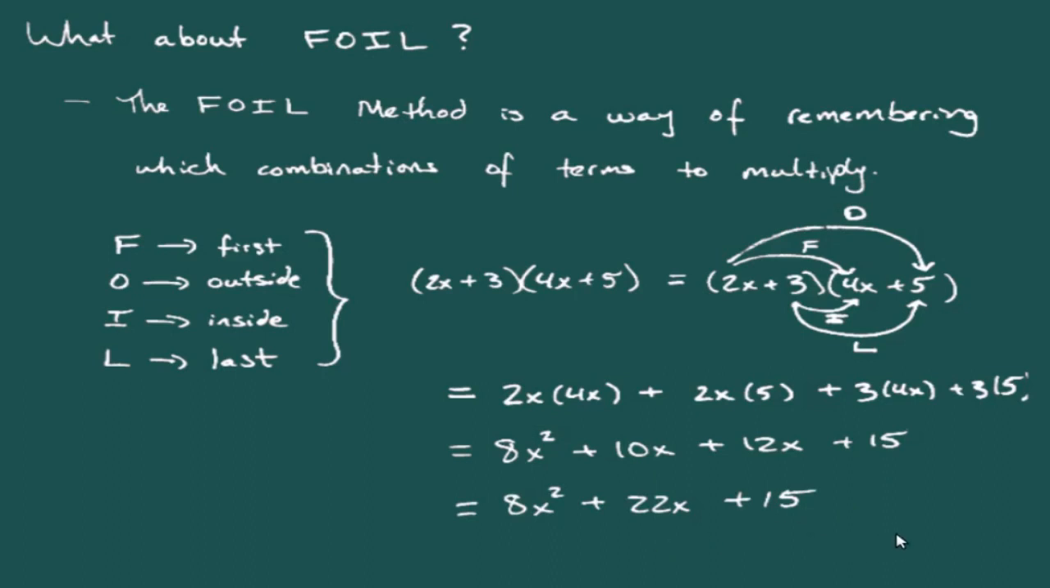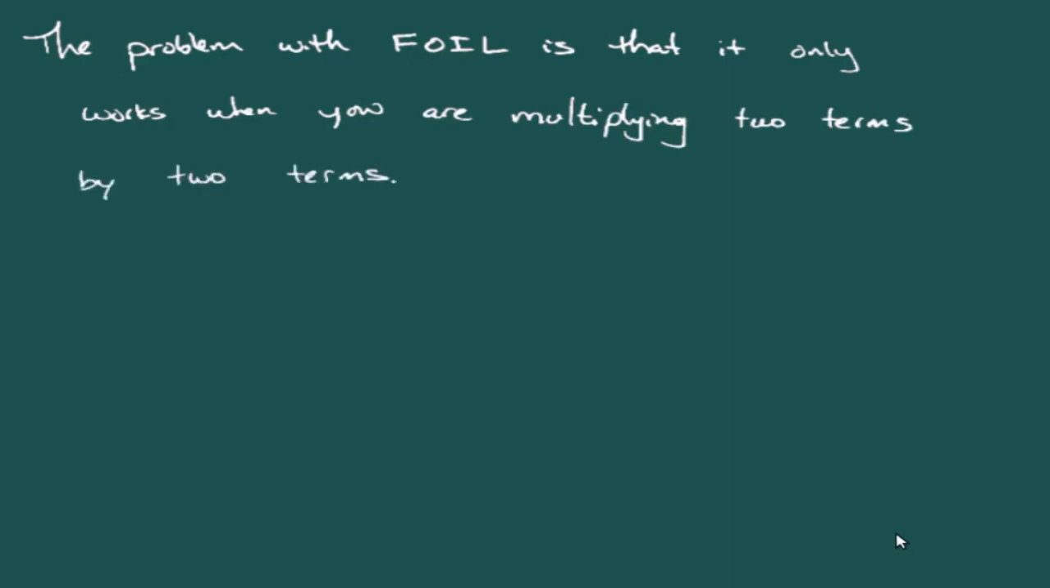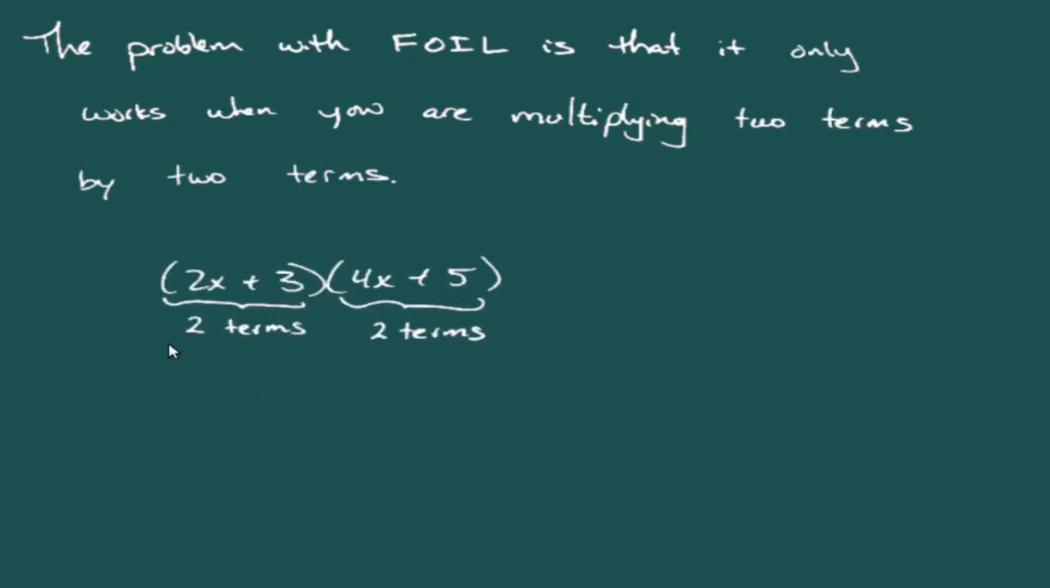Well, the problem with FOIL is that it's a special case and it only works when we are multiplying two terms by two terms. Now, that's not always what we encounter. For example, when we had the last one where we had our 2x plus 3 times our 4x plus 5, we had two terms in the first set of parentheses, two terms in the second set of parentheses, and so FOIL will work in that case.